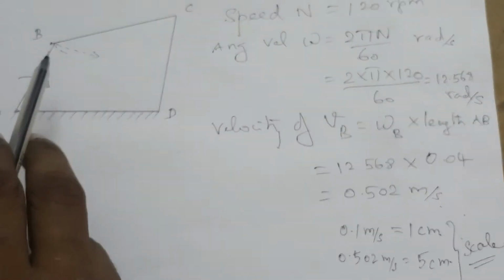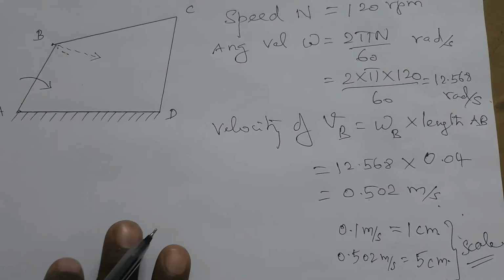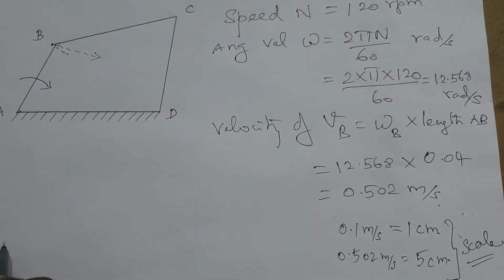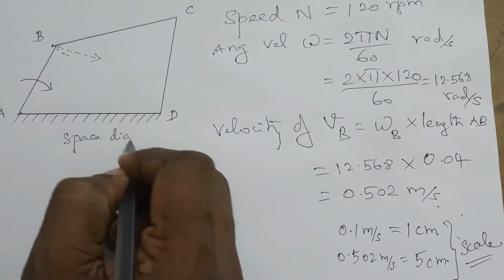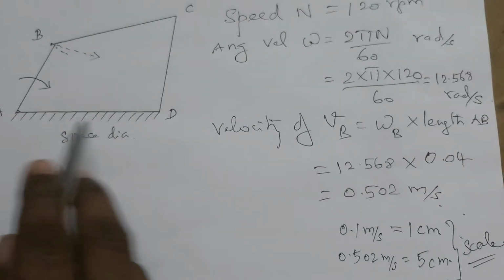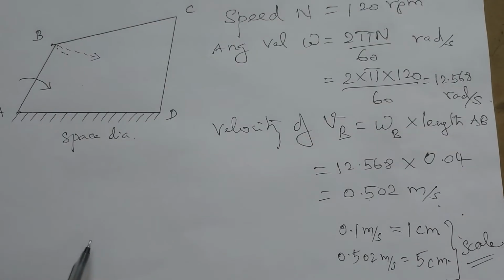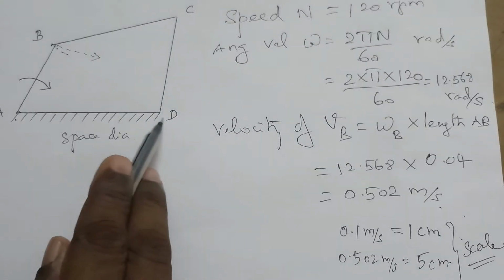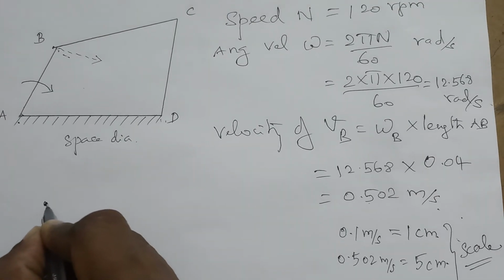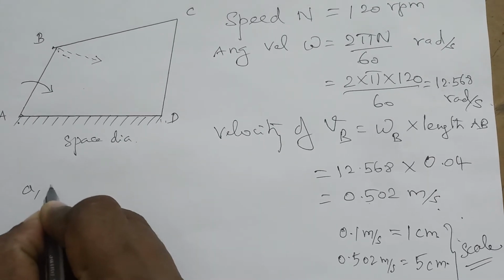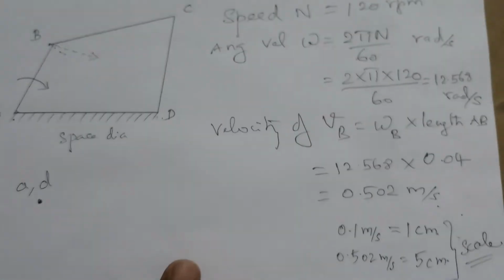Now we are going to construct the velocity diagram. This is the space diagram. From the space diagram only we are going to draw the velocity diagram. Here the AD link is fixed, so I am going to fix a common point here. This is representing the link AD.